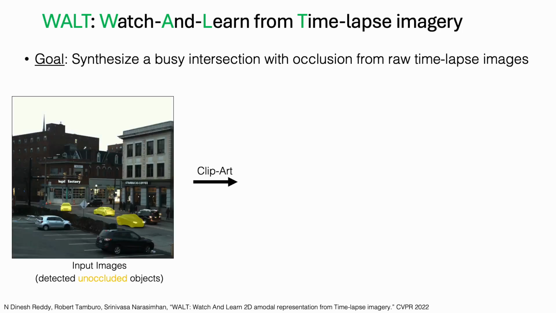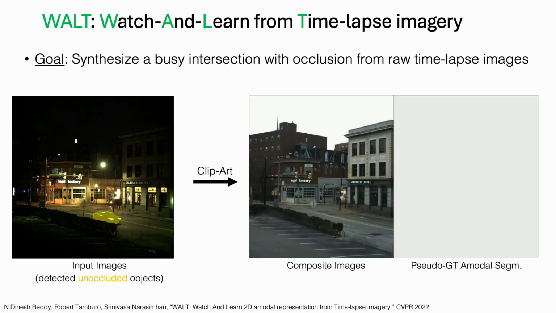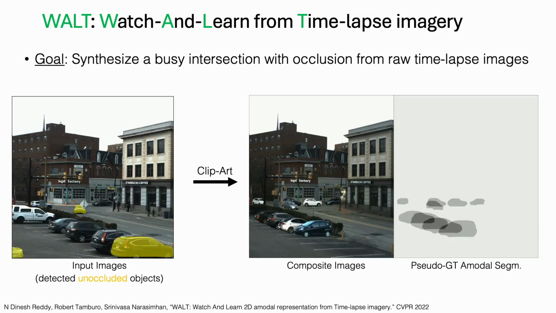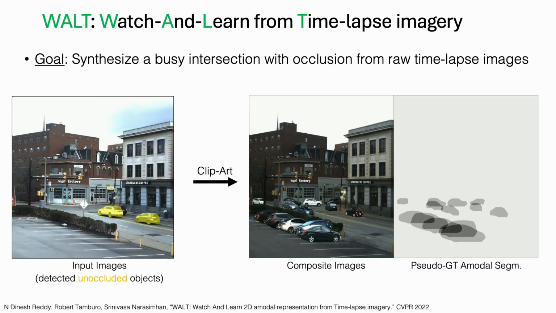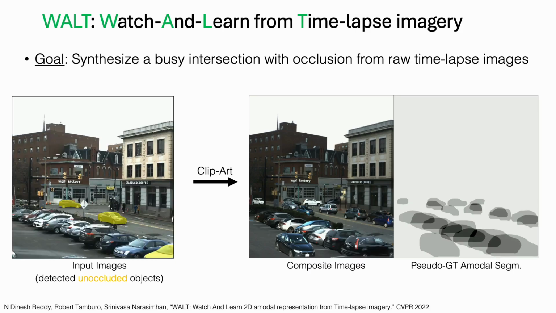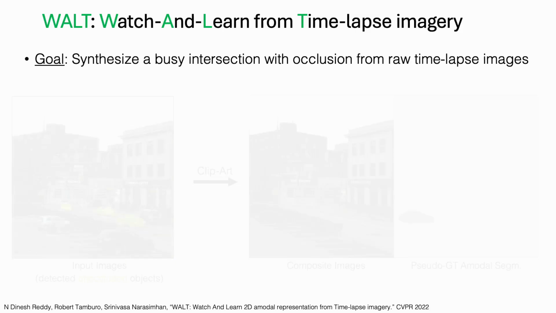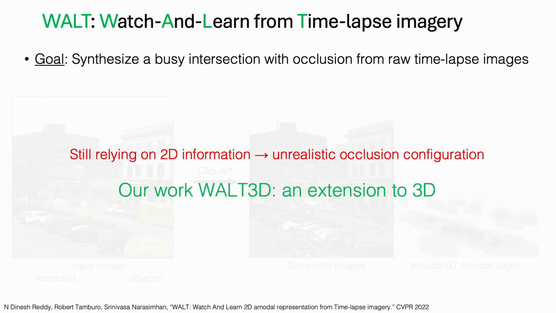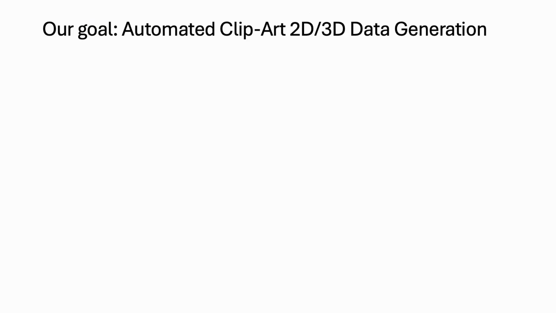Then, instead of random copy-paste, we simply place the objects back to the original locations, maintaining the correct scale and perspective. We also use off-the-shelf segmentation masks and pseudo-ground truths. Although this is better than random copy-paste, we are still relying on 2D information, and this sometimes results in unrealistic occlusion configuration. In this work, we propose a simple but effective extension of this framework to 3D.